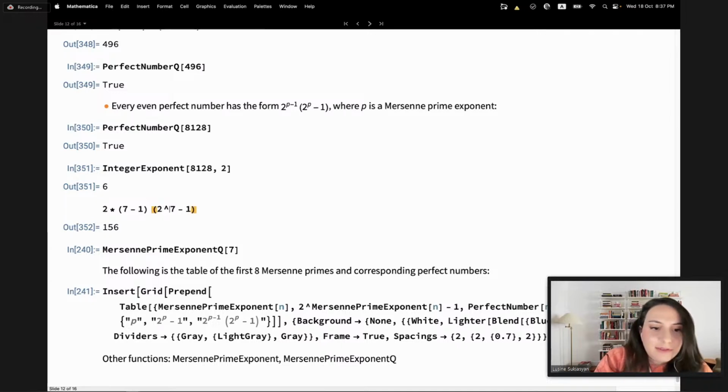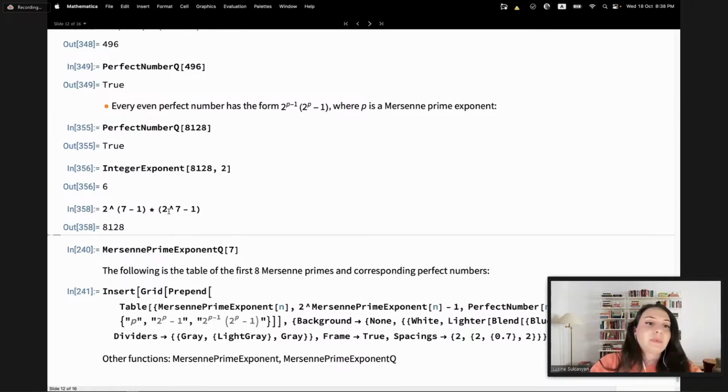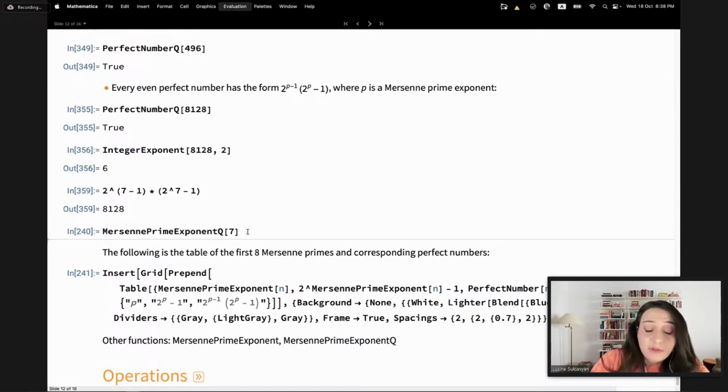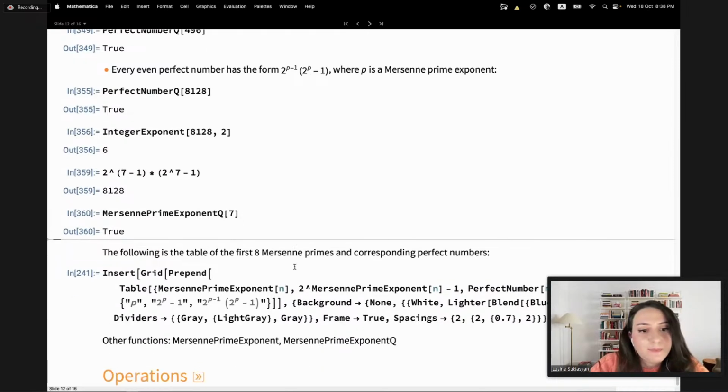I think, yeah, there has been a typo, but that should be, oh, yes. Yeah, there you go. 2 to the power of 7 minus 1 times 2 to the power of 7 minus 1 gives you this number. And yes, 7, you can check, that is a Mersenne prime exponent.